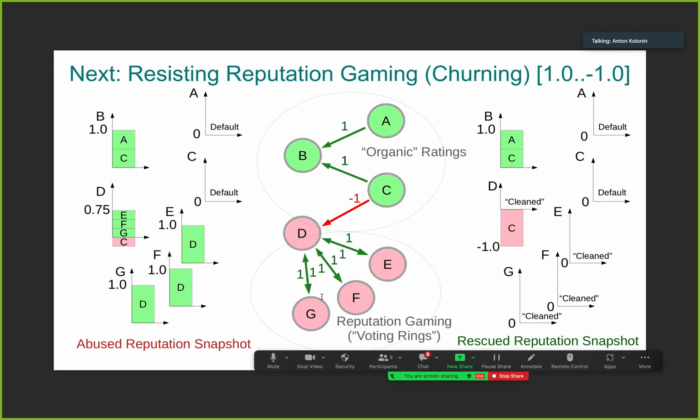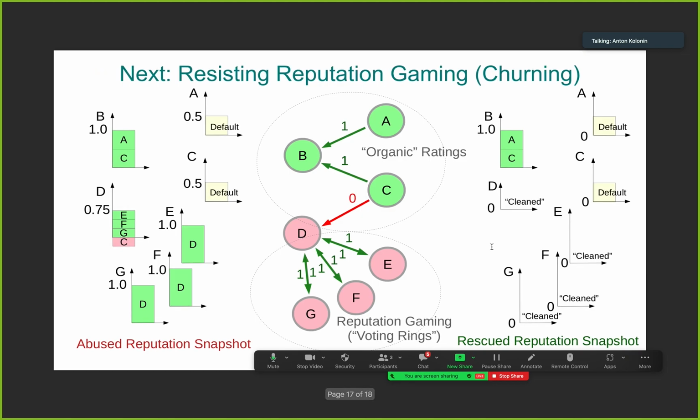So here we have what we call a reputation circle, and using the algorithm that we are coming up with, you can actually compute these reputation circles, and then you can clean the reputation on the right. On the left you have the non-cleaned or abused reputation snapshot, and on the right you get what you have after the process of cleaning the reputation snapshot is performed. So node B is getting organic positive reputation, and node D is getting organic negative reputation.